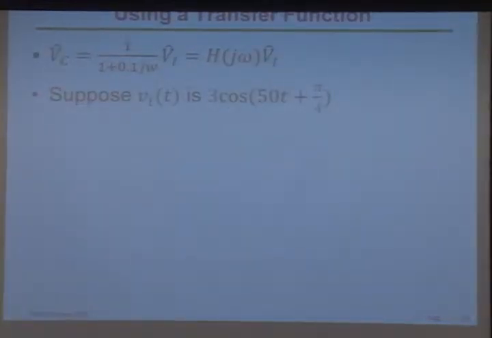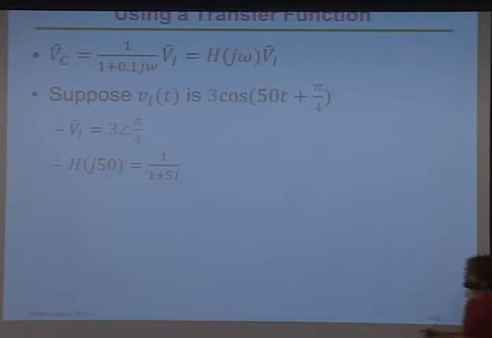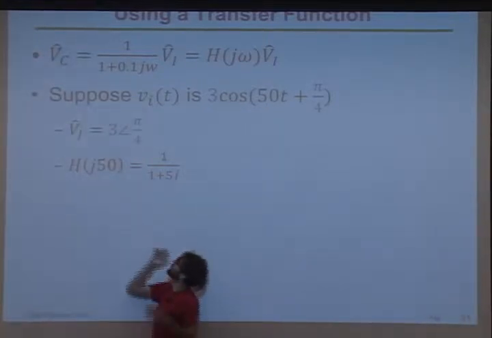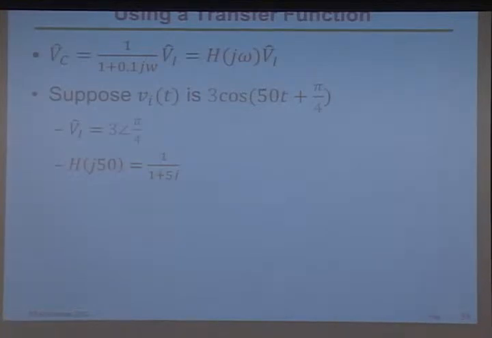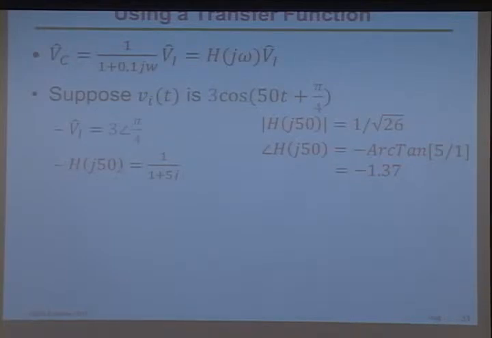If you wanted to use the frequency response in the most obtuse way, you could figure out how it will respond to a 3 cosine(50t + pi/4) signal. All you would do is write your signal as a phasor and your frequency response as a phasor, and this is where you're using the transfer function. You're saying omega is 50. If omega is 50, then you can combine them. At 50, what the circuit is going to do is scale down your signal by a factor of root 26, and at that frequency it's going to delay it by 1.37 radians.